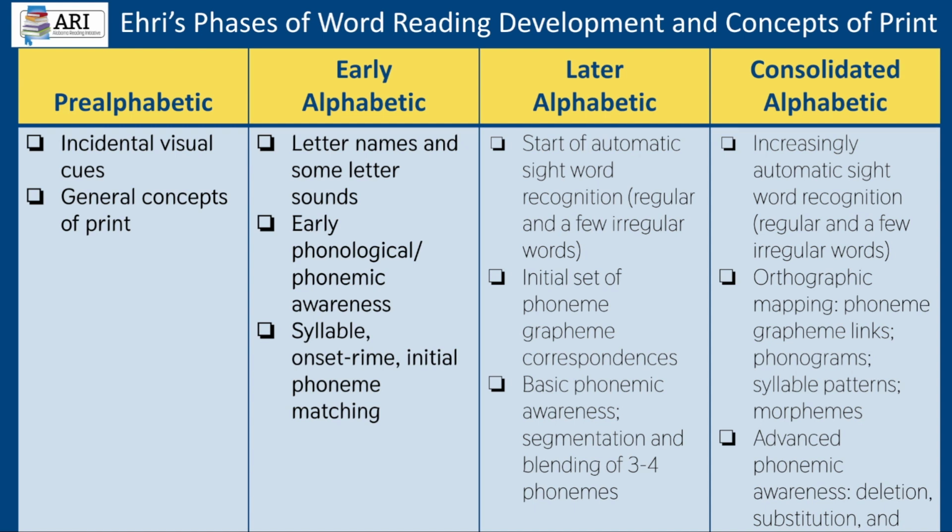Ehri's phases of word reading development and concepts of print aligns with the Alabama course of study in stating that during the pre-alphabetic phase, children recognize words based on features of the visual cues. This also matriculates into the early alphabetic phase where children begin to use letter sound correspondence to determine or sound out words.